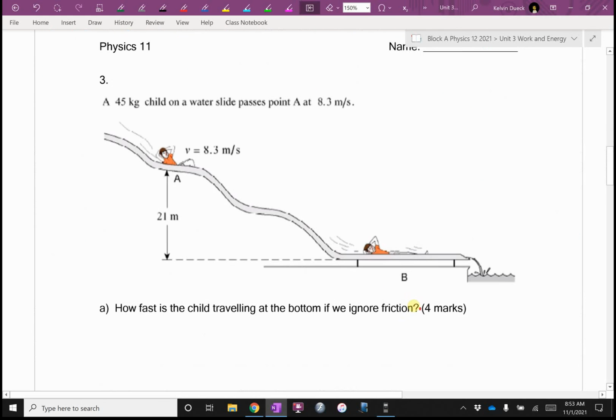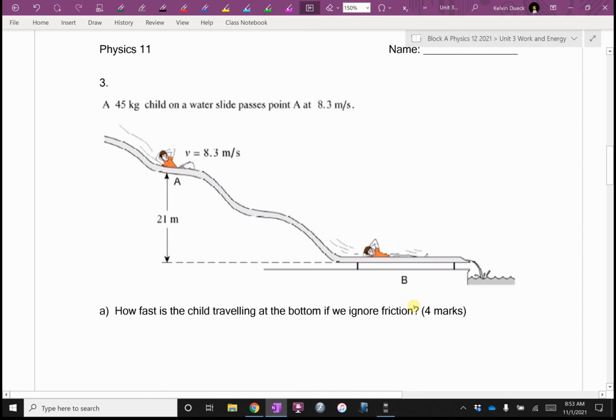Number 3. I like number 3. How fast? Ignore friction. Ooh, is there a change in height? Is there a change in speed? Is there a yucky curvy path? Conservation of energy. KE initial plus PE initial equals KE final plus PE final. And it looks like the only one that's 0 is going to be that one.